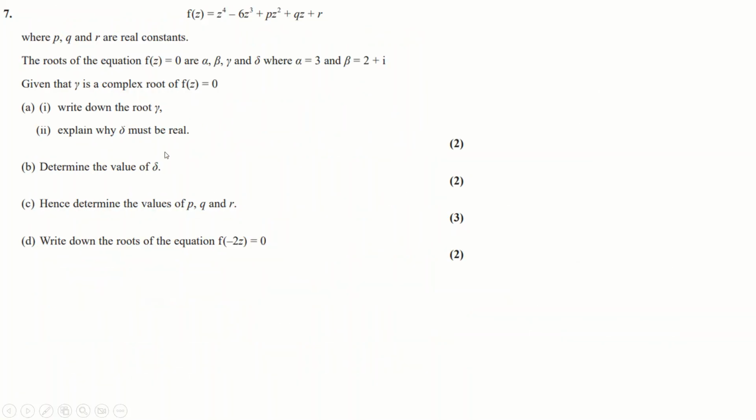Question number 7. I think we've only got 2 left. This one's quite a nice one. Of course, if you've got a root 2 plus i, you've got another root of 2 minus i. You can just get that for free, so I'll call that one gamma.